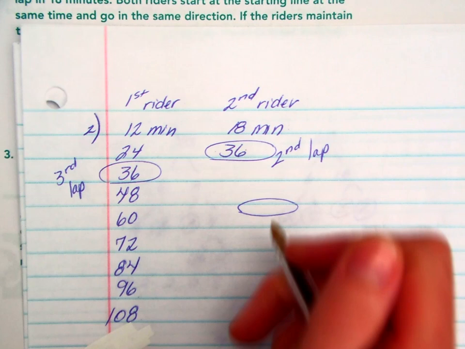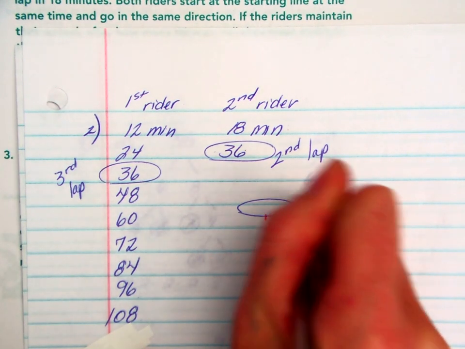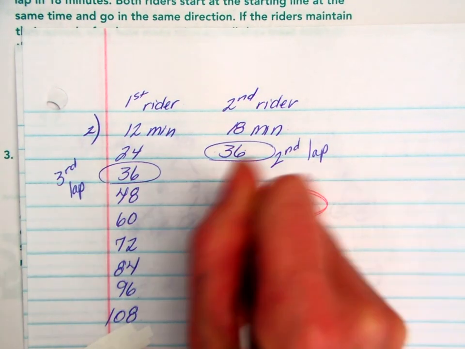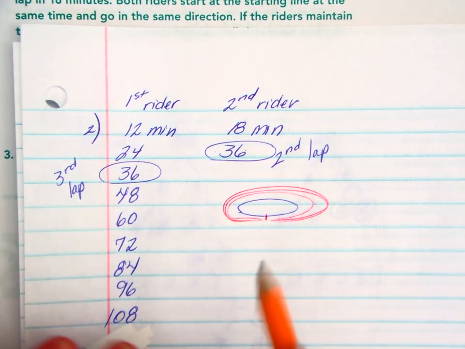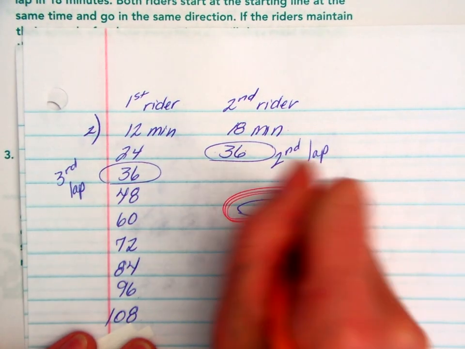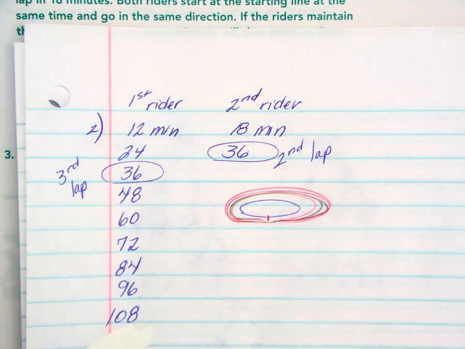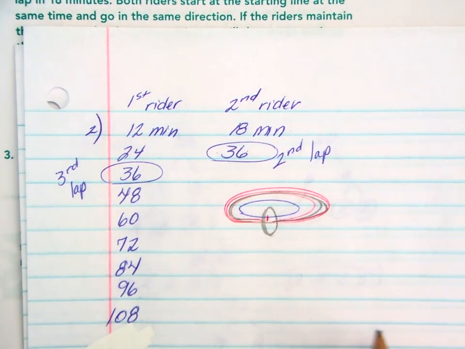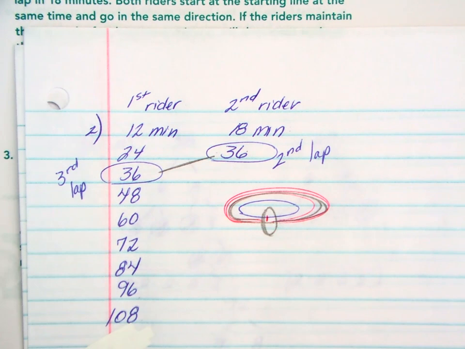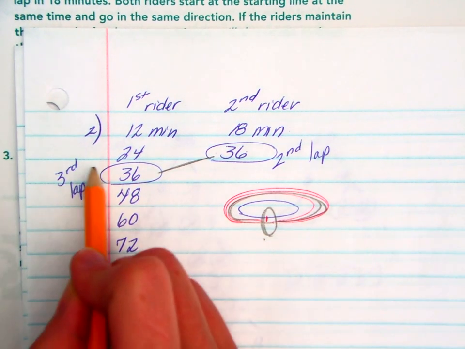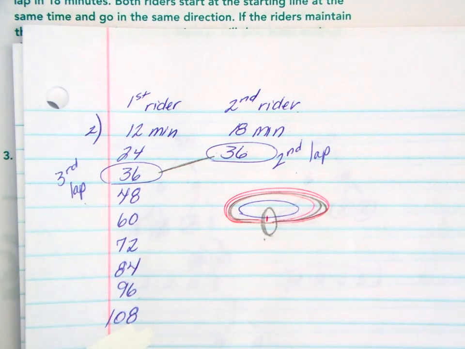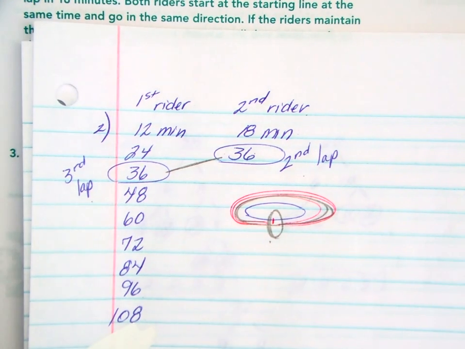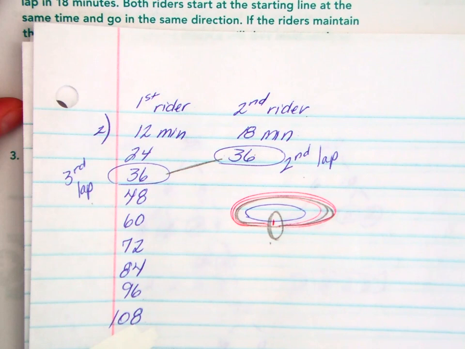Rider number 1, if this is your starting line, goes 1, 2, 3 laps in 36. And then rider number 2 will go 1, 2 laps in 36 minutes. But either way, they're stopping here. So in 36 minutes, they're at the same place. This is first rider's third lap, and this is the second rider's second lap. But in 36 minutes, it's a match. That's how you accomplish and solve question 2.